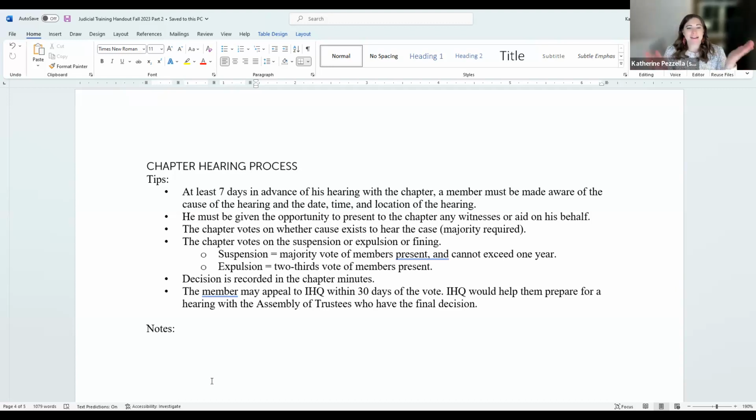And that's where I'm going to say, I'm sorry, but your chapter has to redo this and make sure you follow the steps and give them all of their due process. So when they vote on sanctions, there's no threshold for the fine over $100. You can use a majority vote for that.